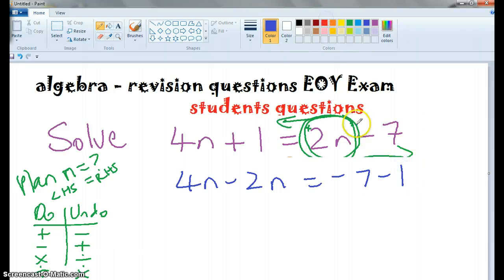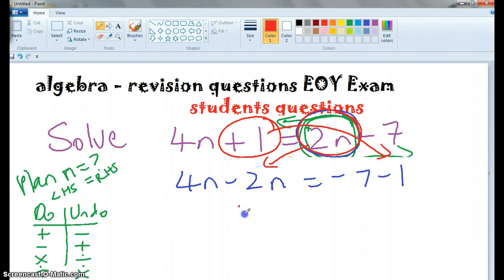So I'd actually done two steps at once. My plus 2n became my minus 2n here, and my plus 1 became my minus 1 there. So then I had my 2n equals negative 8. So I've just done it in less steps, so I've got a bit more room. Now, what do I do? How do I get rid of the 2 times n?